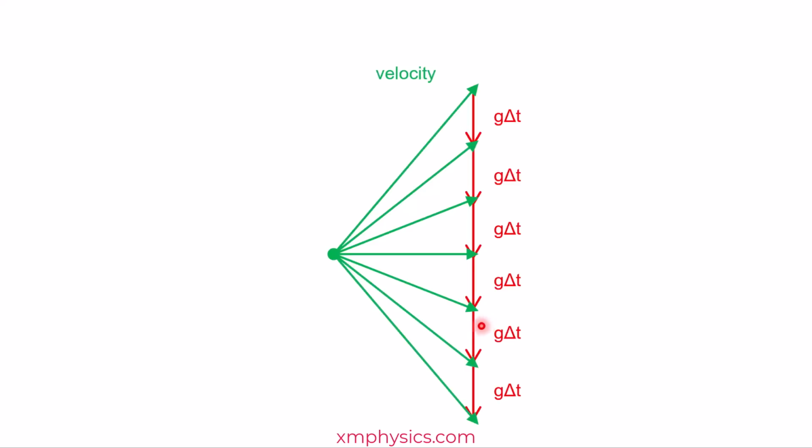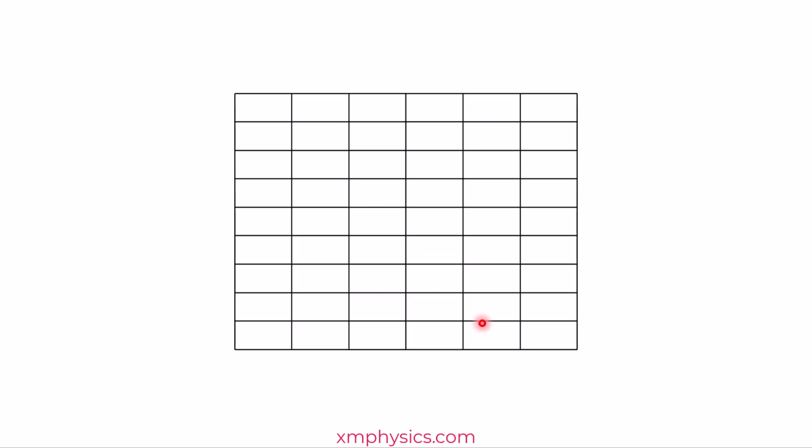Now, do you notice something about these velocities here? Yep, their horizontal components are the same, isn't it? The horizontal component of the velocity does not change because gravity can only cause a downward vertical change in your velocity. So your horizontal velocity is fixed.